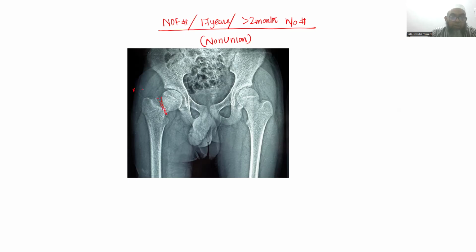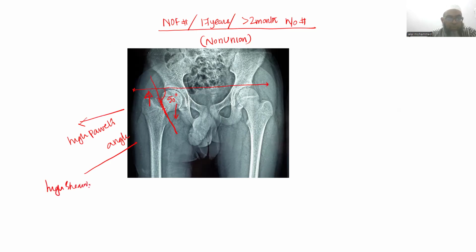If I try to draw a Pauwels' angle, this is the upper border of the sternum, and this is the fracture line. So this appears to be more than 50 degrees. So this patient has a very high Pauwels' angle. A very high Pauwels' angle means he has shearing force. This is going down and this is going up. So there are high shearing forces.